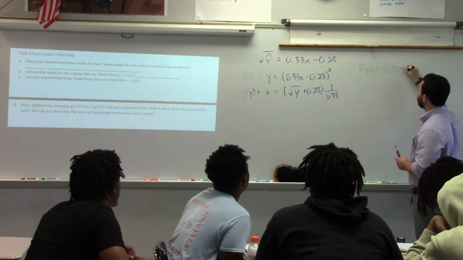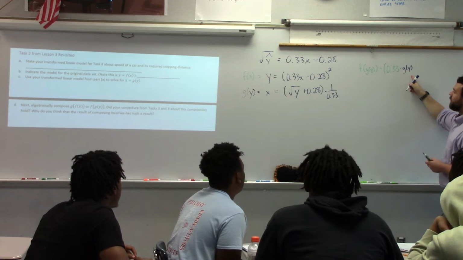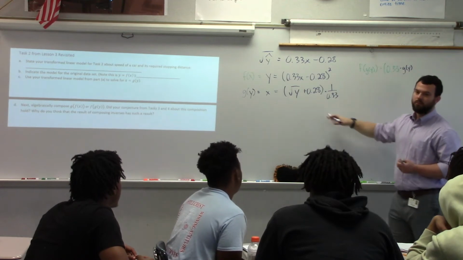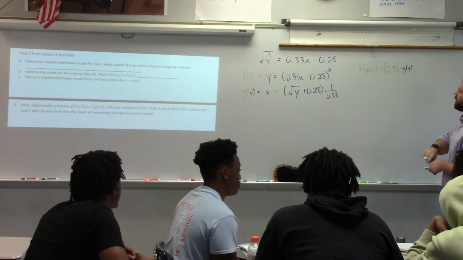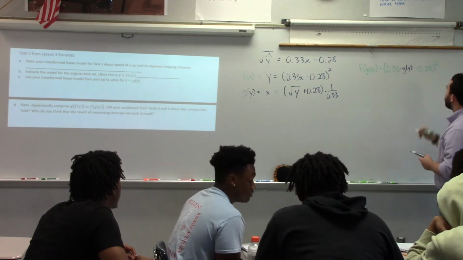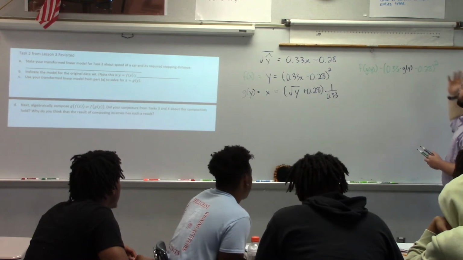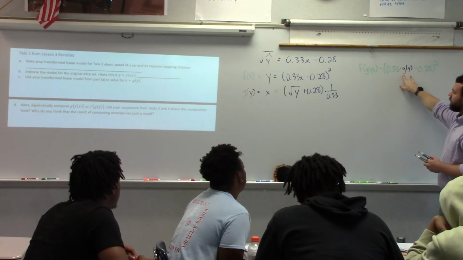Remember, my input is now g of y. Can you skip that step of putting g of y right there and go ahead and put this in? 100%. It's your choice. I like to do that to make sure it's clear, and then substitute it in afterwards, because notice, none of that green is going to change. The only thing is, what's going to get substituted in for g of y?